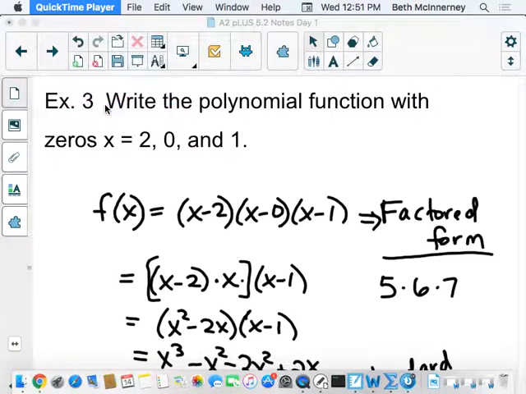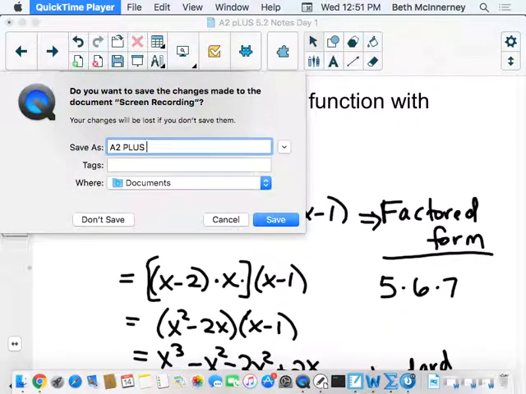All right, that finishes the notes. Let's go.